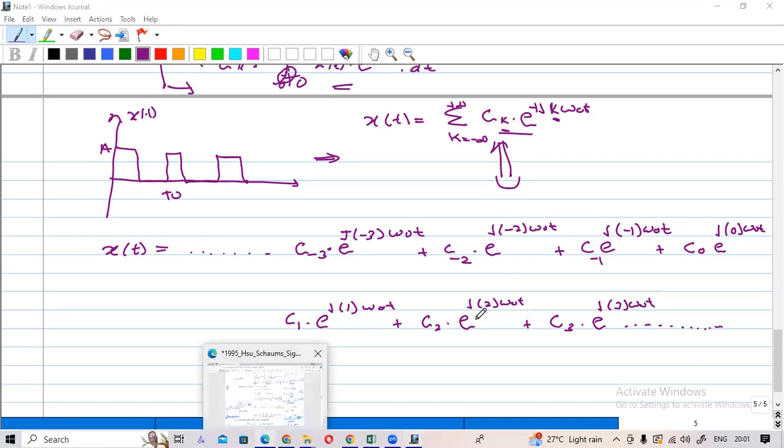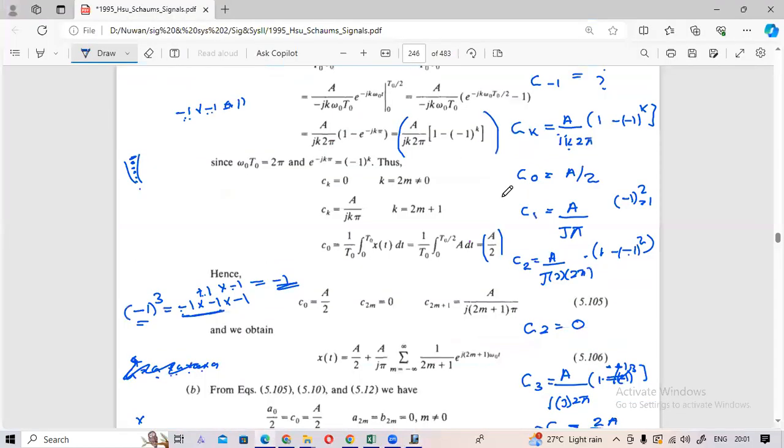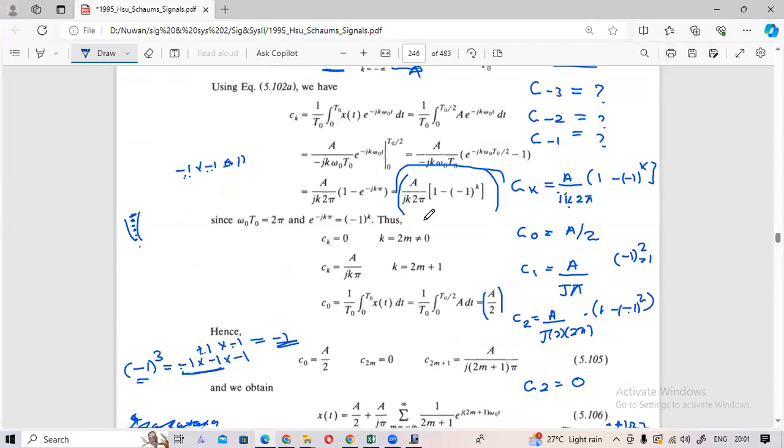I can calculate using this identity. Using this identity, we can calculate those values.